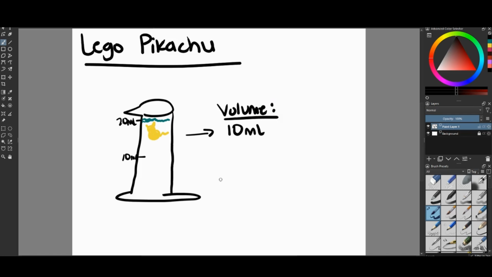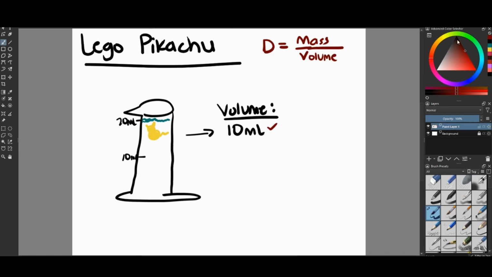Now let's say that we want to find the density, okay? So our density equation is actually going to be D equals M over V. D is density, M is going to be mass, and then V is going to be volume. So here we already have our volume, so that's one check.